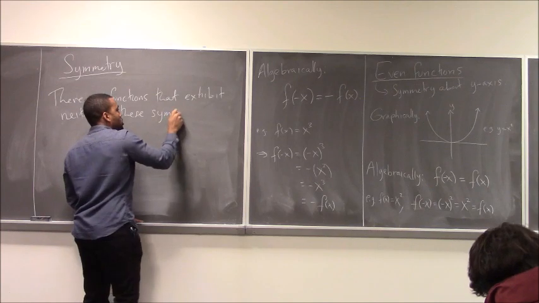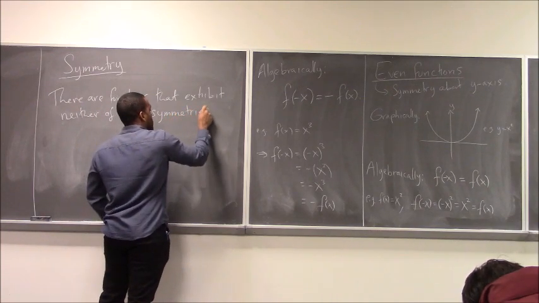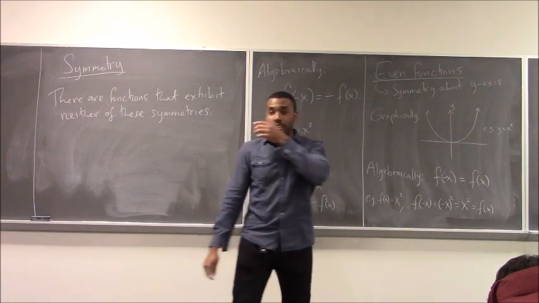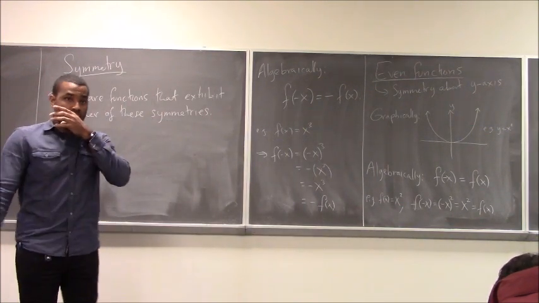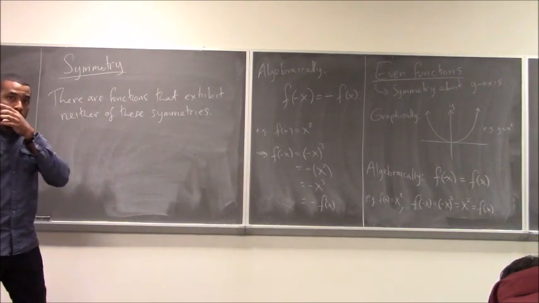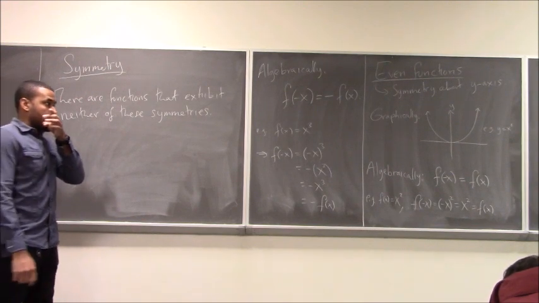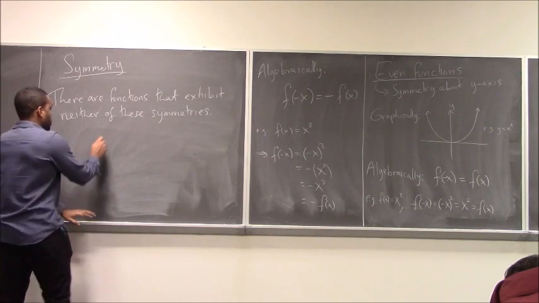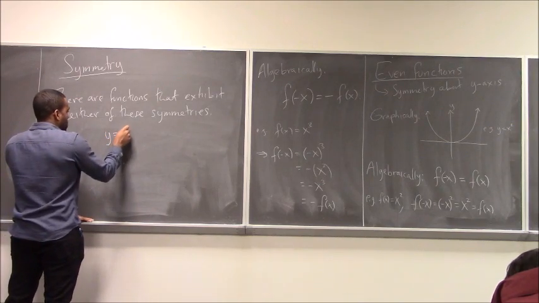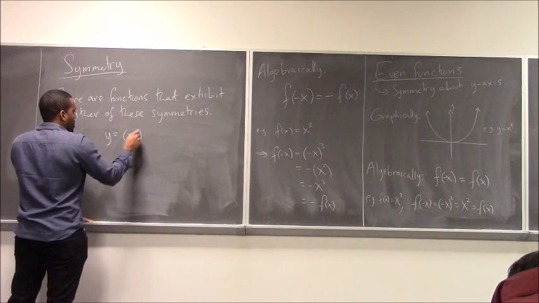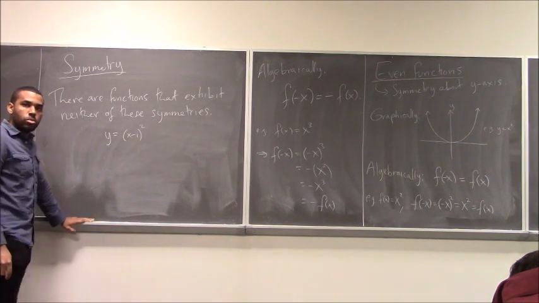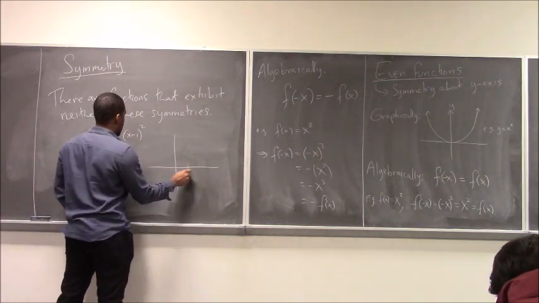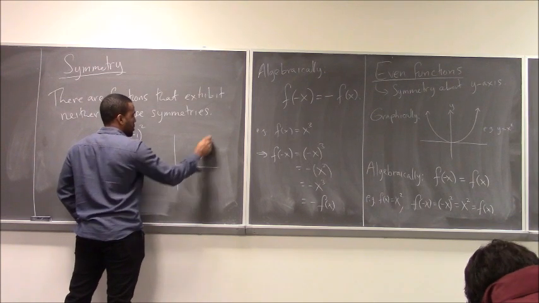There are functions that do not behave like either of these. Anyone think they can give me an example? Yeah? Take a parabola and just shift it to the left, and it will have symmetry anyway. Okay, so give me an example. x minus 1 squared wouldn't work. Right, that's a parabola that's shifted 1 to the right.